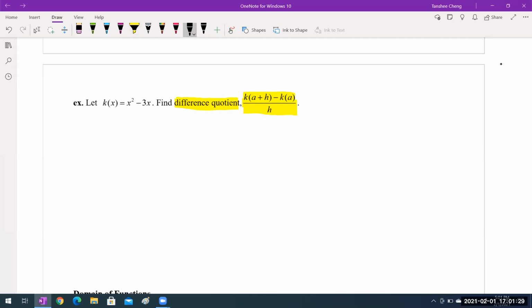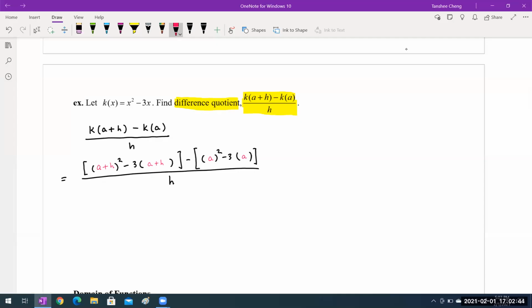First, we will evaluate the function at a plus h, and then k of a. So let's substitute into the function. Here's the difference quotient, k of a plus h minus k of a, over h. Let's plug the input values into the function k. So substituting a plus h into the function, this is the first portion that we got.